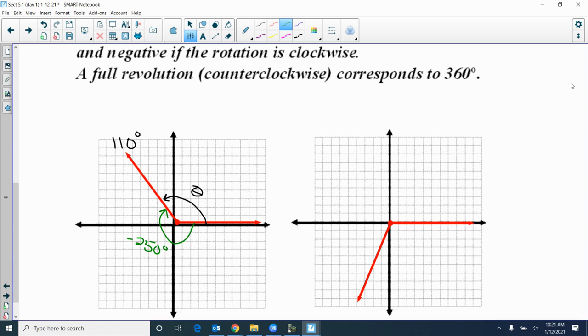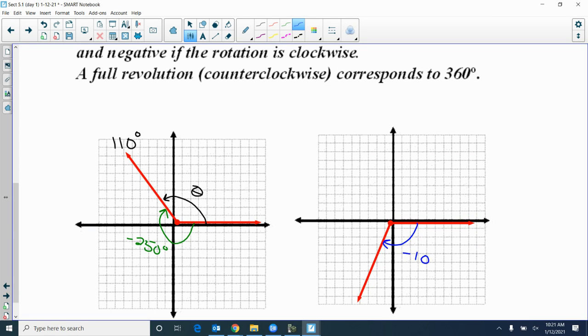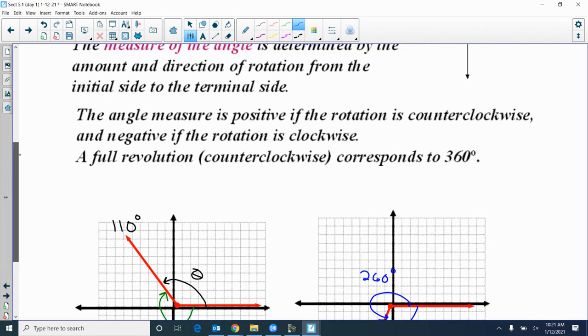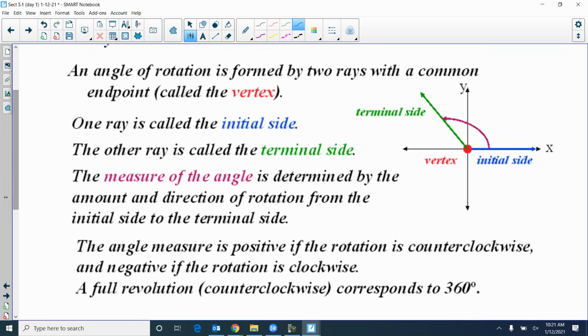All right, so this angle here, if we look at it this way, it would be about negative 100 degrees. If I look at it this way, it would be positive 260. So they essentially name the same angle. All right, so your vertex is basically where the two rays meet. I think we're pretty good with that.